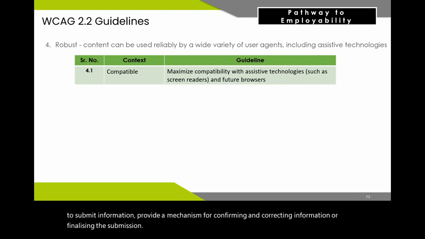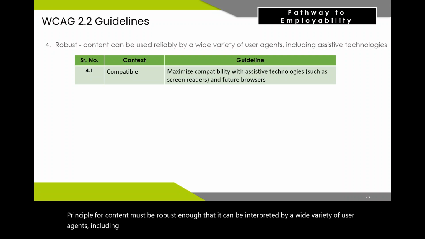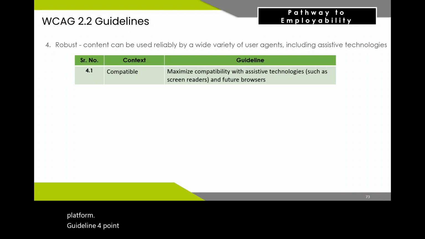Principle 4. Content must be robust enough that it can be interpreted reliably by a wide variety of user agents, including assistive technologies. This is so that the coding of your web pages can be interpreted by newer web browsers as the World Wide Web evolves into a more advanced platform. Guideline 4.1, Compatible. Maximize compatibility with current and future user agents, including assistive technologies.